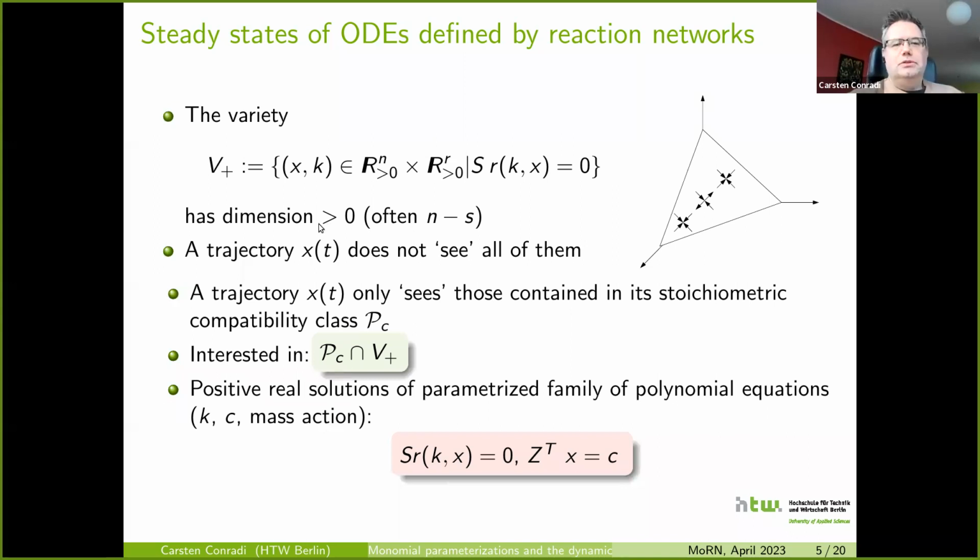However, a given solution, a given trajectory, does not care about the whole variety.